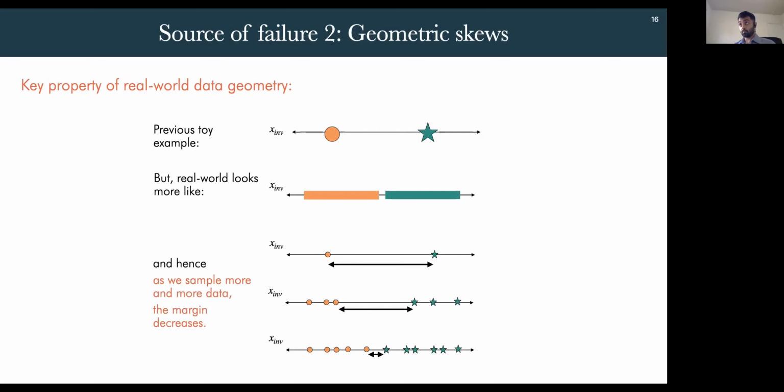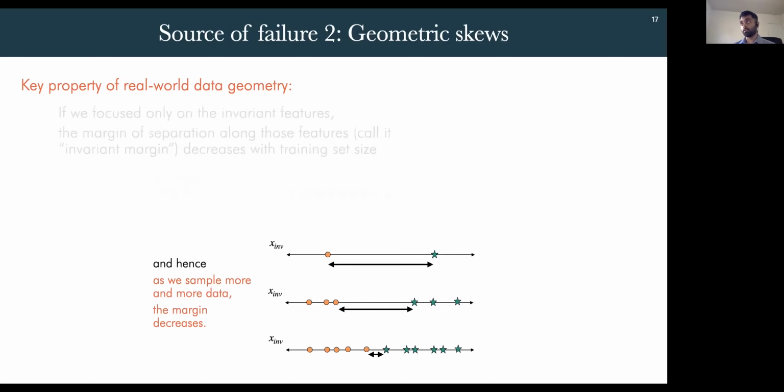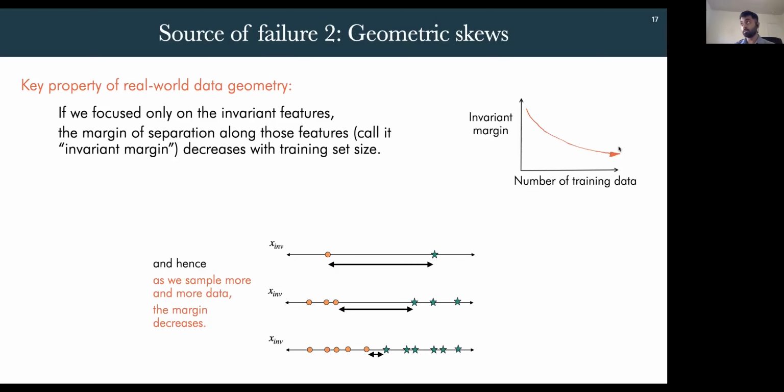Or in other words, to summarize what I just said, if you were to plot what I'm calling the invariant margin, the margin of separation along the invariant feature as a function of the number of training data, in the real world you'll see a graph that looks like this. This is something we'll empirically verify in a few slides from now, but for now, just trust me that this is true. In the next few slides, I'll show you how this property can be used to understand why even the max margin classifier is going to fail, is going to use the spurious feature.